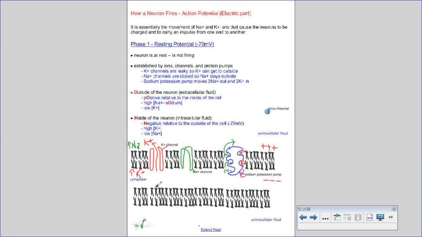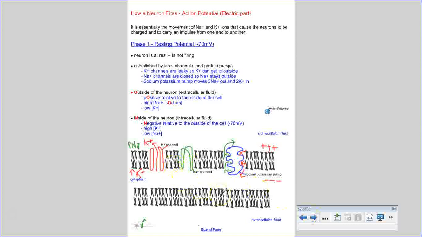So it makes what we call a resting potential across the membrane. The charge difference is negative 70 millivolts. So negative 70 millivolts. That is when the neuron is at rest and not firing.